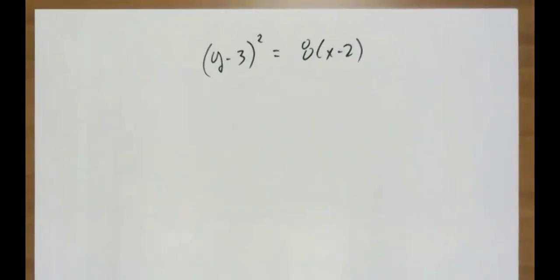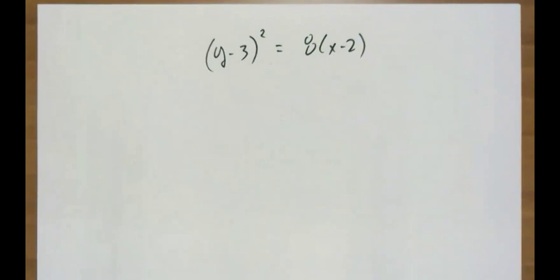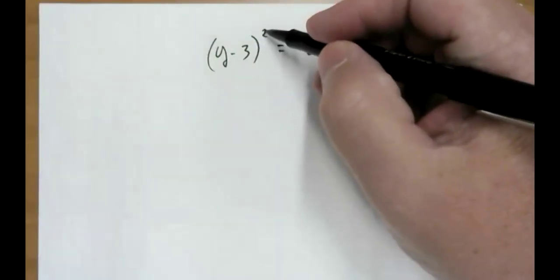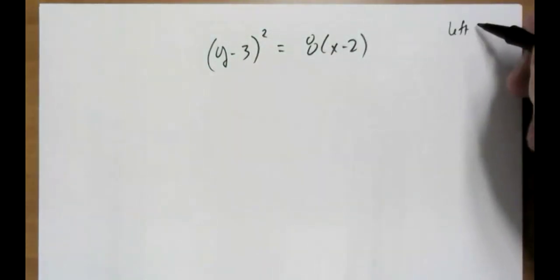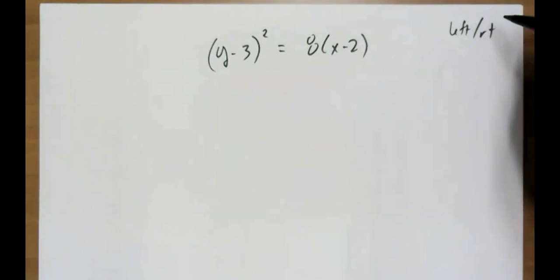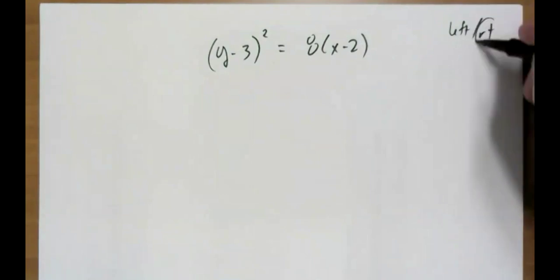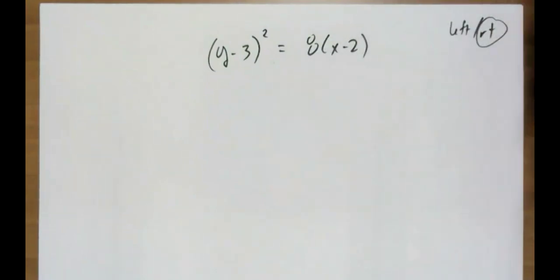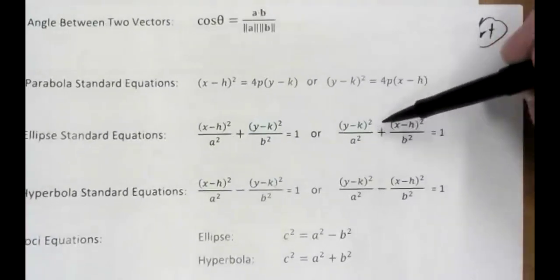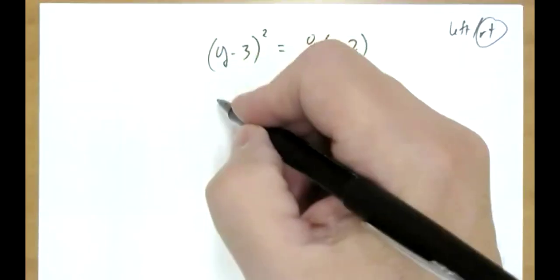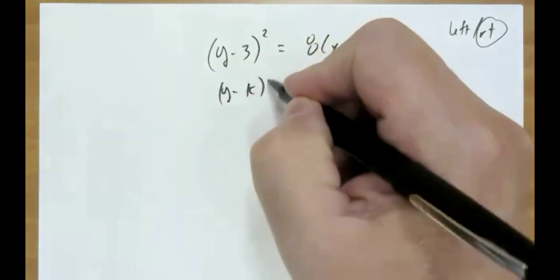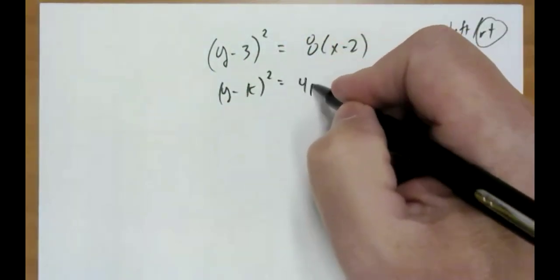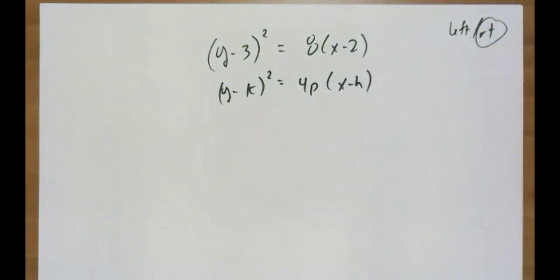All right, so here's this equation. The first thing I need to do is figure out what kind of parabola I have. Since the y is squared, this is going to be a left or right. And since this number is positive, it's going to open to the right. So let's write down the standard equation for a parabola. It's y minus k quantity squared equals 4p times x minus h.